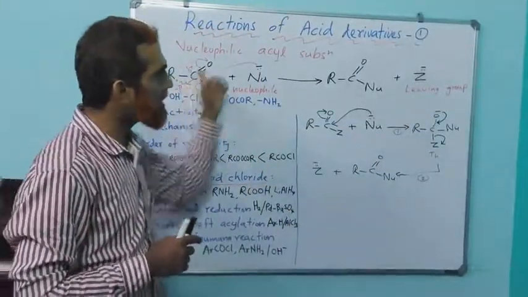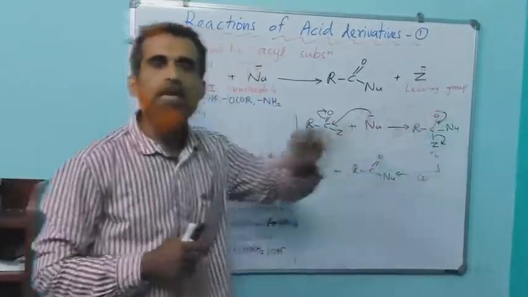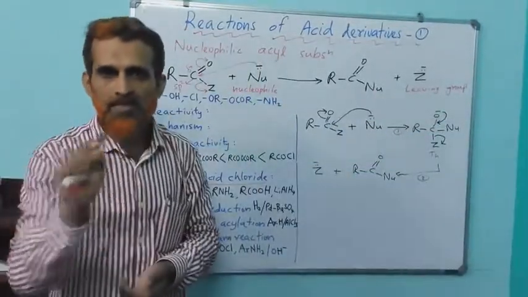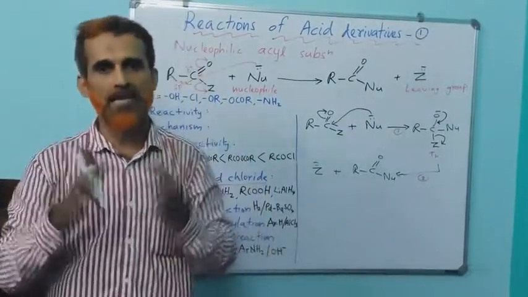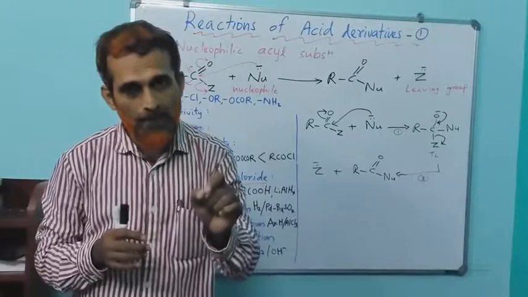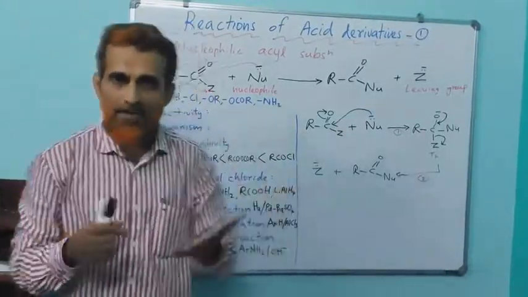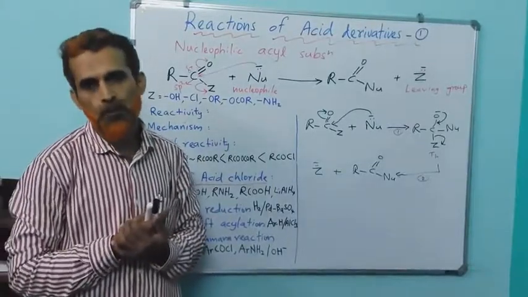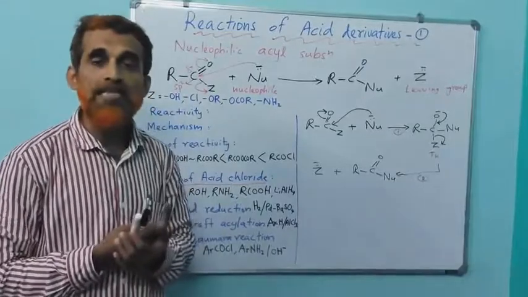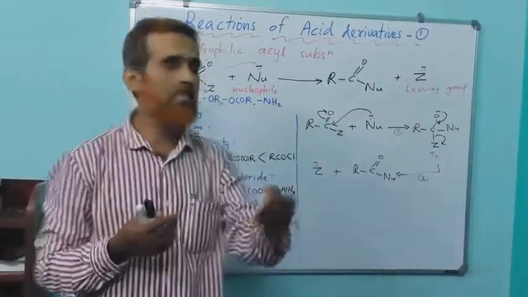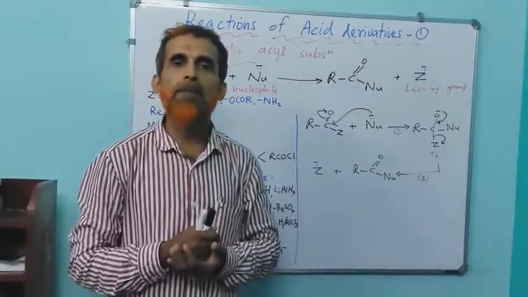So for the reaction to be quicker, the leaving group has to be a weaker base. This is to be underlined. This is another generalization in organic chemistry: weaker the base, better the leaving group. Underline that. Weaker the base, better the leaving group. So to compare the reactivity, what you have to do is consider the leaving group tendency of these groups in terms of their basicity.